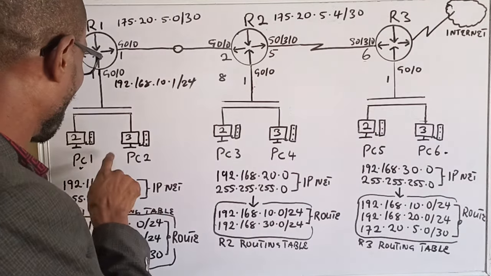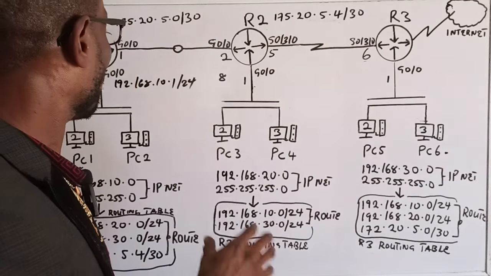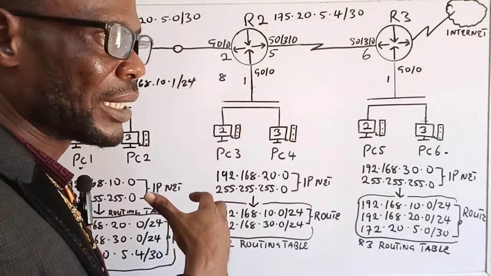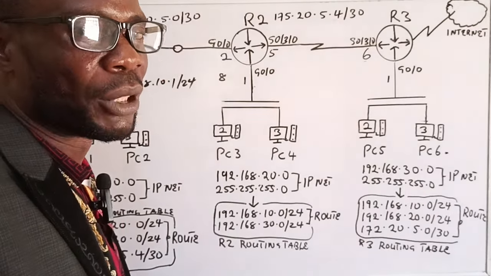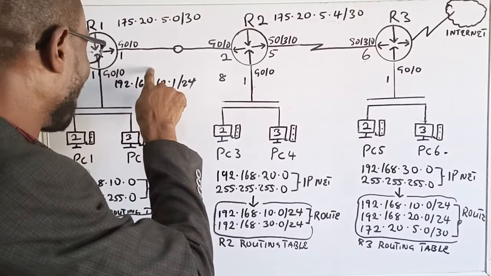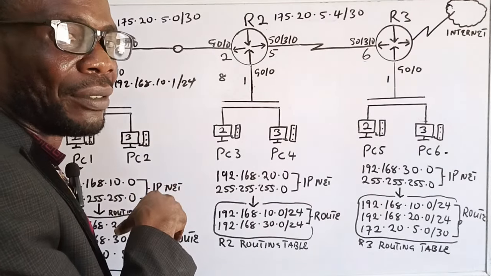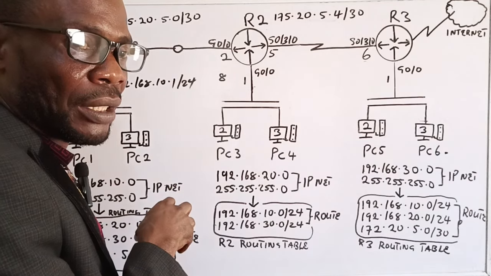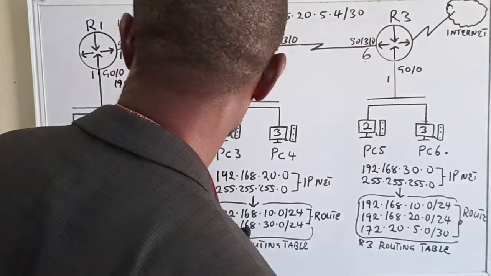They can communicate together. These 254 PCs can communicate, and without a default gateway they can communicate. But when they are going to another network, the router must have a default gateway in its IP address cache. I will show you how to do that in a later tutorial.